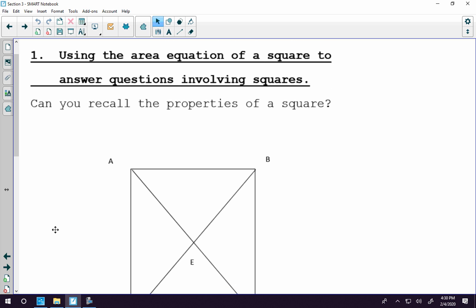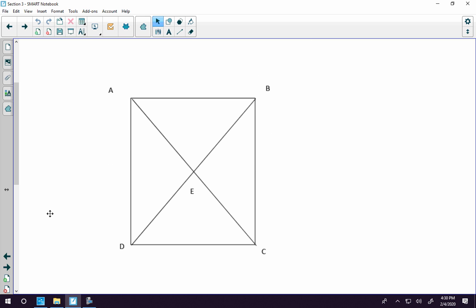First and foremost, let's talk about some properties of squares. We won't talk about all the properties of squares, but I do want to talk about one of the properties of squares, and that's going to help us in talking about the area of squares.